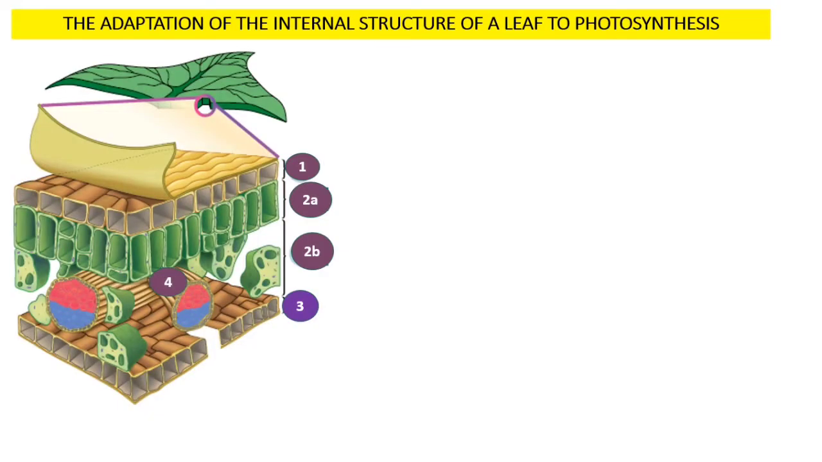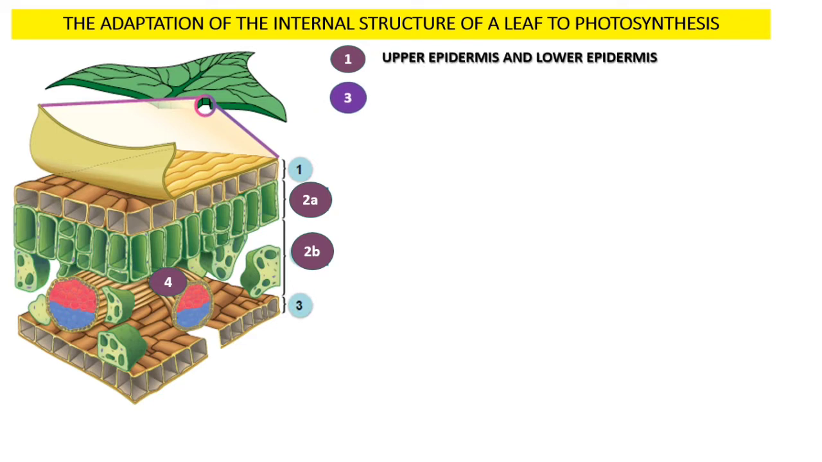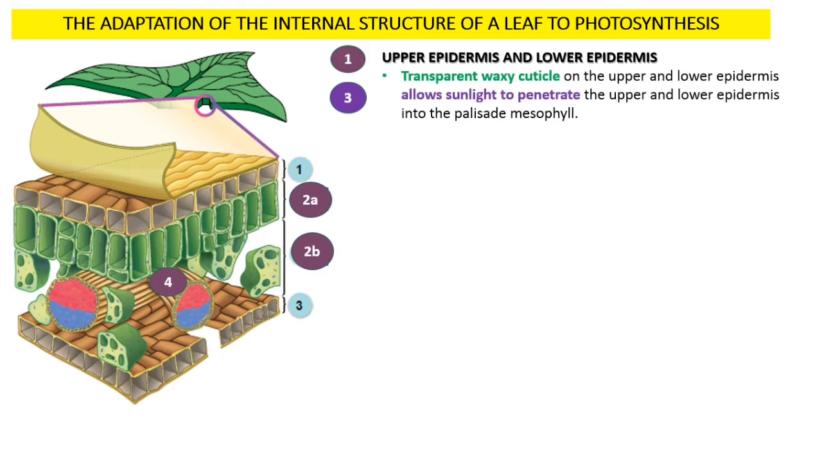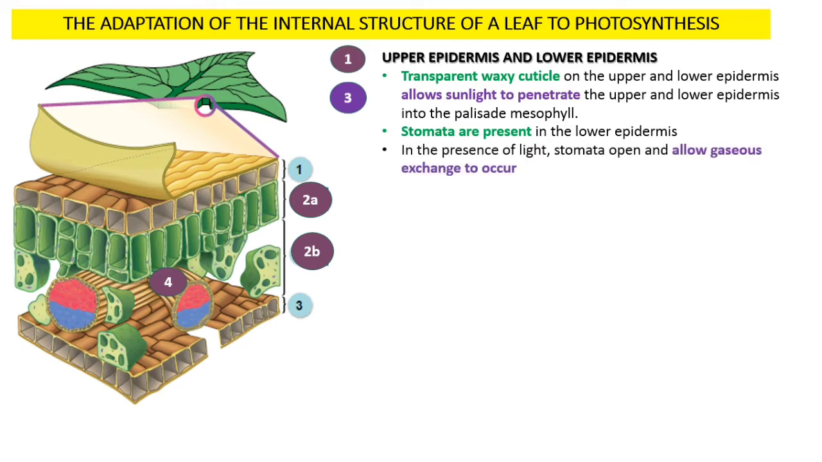Next. So this is the adaptation of the internal structure of a leaf to photosynthesis. First, numbers 1 and 3, upper epidermis and lower epidermis. What is the adaptation? Upper epidermis and lower epidermis have a transparent waxy cuticle to allow sunlight to penetrate into the palisade mesophyll and spongy mesophyll. Stomata are present in the lower epidermis. In the presence of light, stomata open and allow gas exchange to occur.